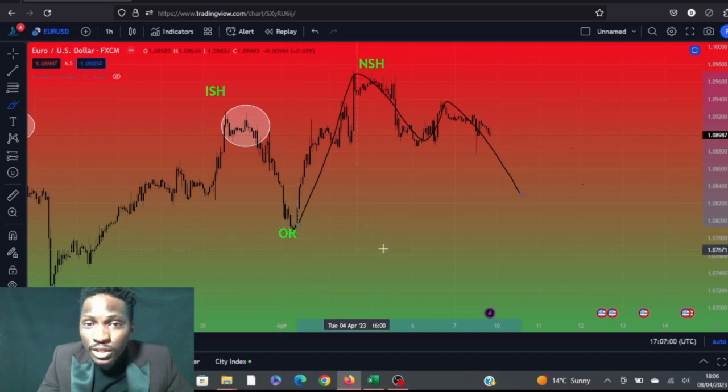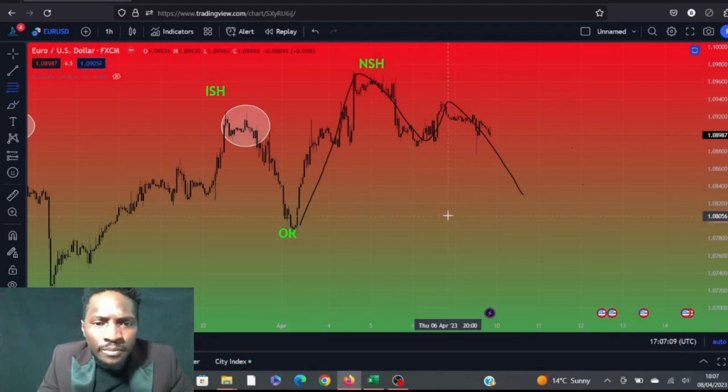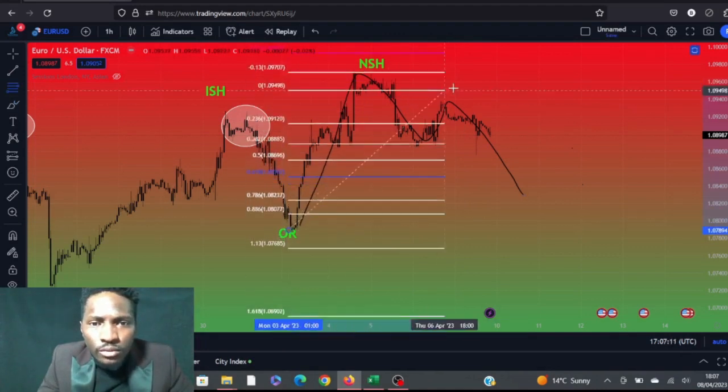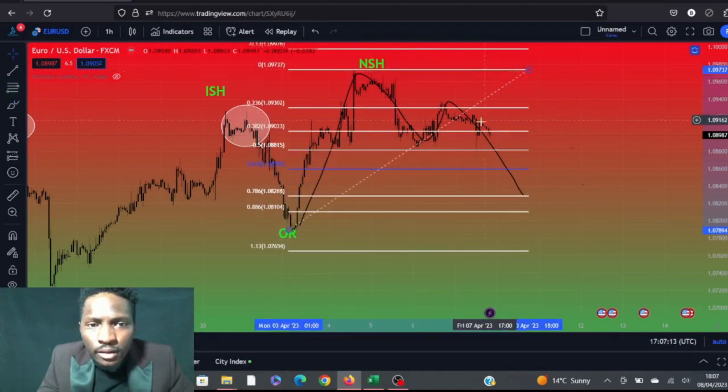Now the question is, what pattern are we forming right now? So I'm going to bring in my Fibonacci, swing low to swing high. And look at the retracement, we can see the market has come into the 50% retracement. So straight away we know that we're looking at a Bat pattern. And the entry point for a Bat pattern is somewhere at the 886 Fibonacci retracement.